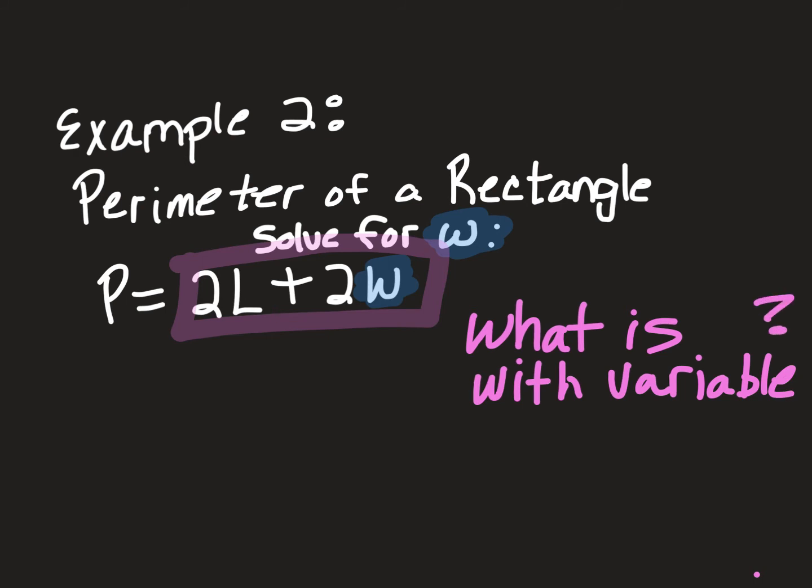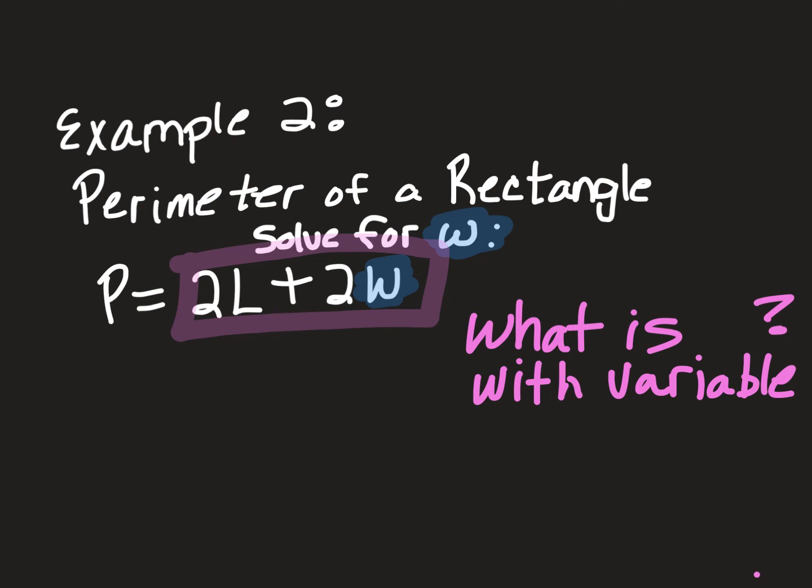What's over there with the variable? What's on the same side as the variable? We've got that 2L and we've got the 2, right? Because they're on the same side of the equal sign. So we've got to get the W by itself.